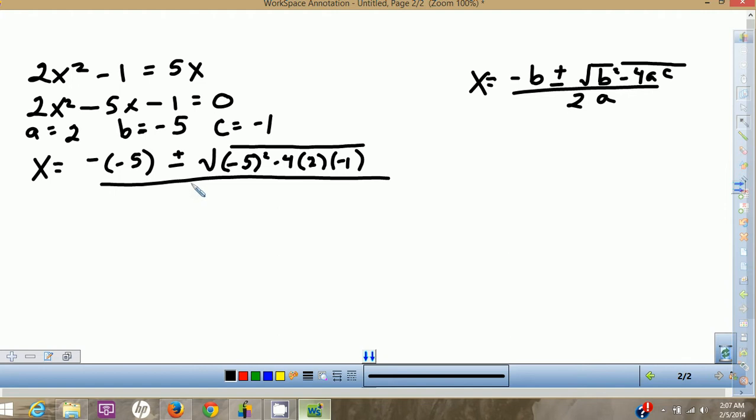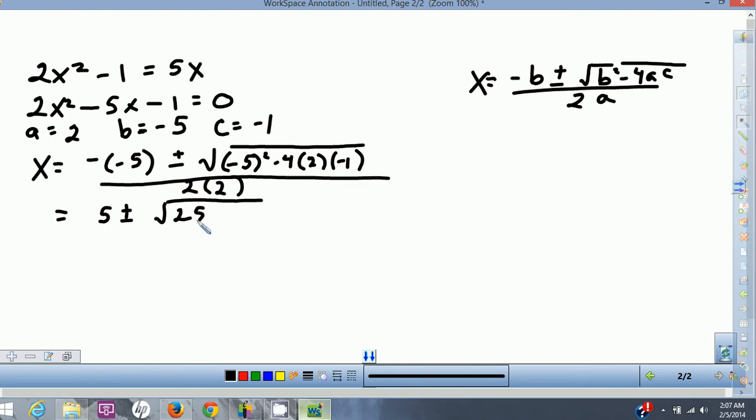Now the opposite of negative 5 is going to be positive 5, so we have a 5 plus or minus, because we have two possible terms, the square root of, and then we start simplifying. Our negative 5 squared is going to be 25, and when we multiply negative 4 times 2 times negative 1, we get plus 8. That gives us 5 plus or minus the square root of 25 plus 8, over 2 times 2, which is 4.